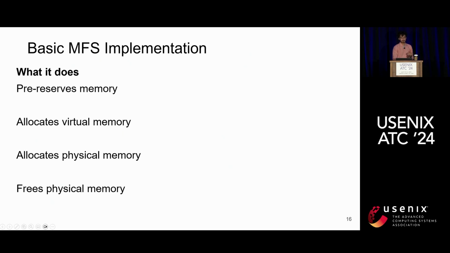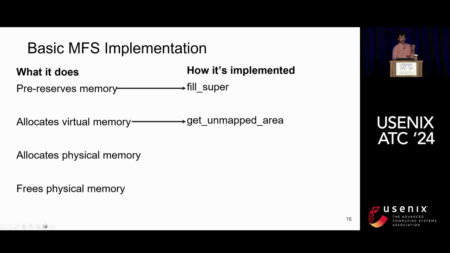To implement this, we implement the physical memory reservation inside the fill_super callback, which is called when the MFS is first mounted to set up the file system. We use the default implementation of the get_unmapped_area callback to assign virtual addresses to new memory regions. We give physical memory to processes during the page fault inside the fault callback, and we free physical memory when a file is deleted in the free_inode callback.